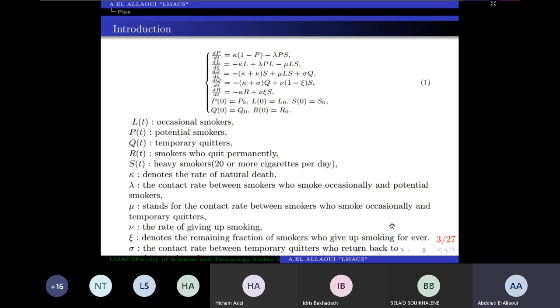So our basic model is the following system of nonlinear differential equations, where L is occasional smokers, P potential smokers, Q temporary quitters, R smokers who quit permanently, and S AV smokers, which means those who smoke 20 or more cigarettes per day, and so on for the other parameters.